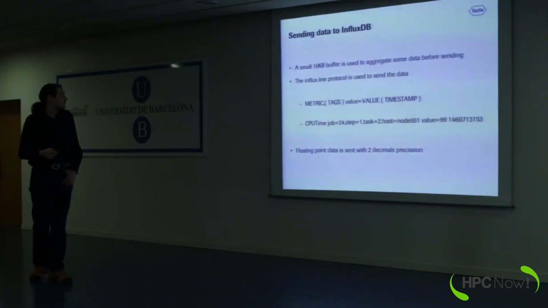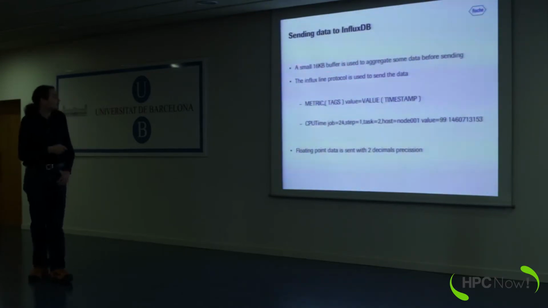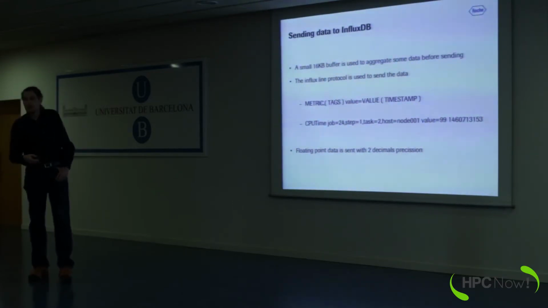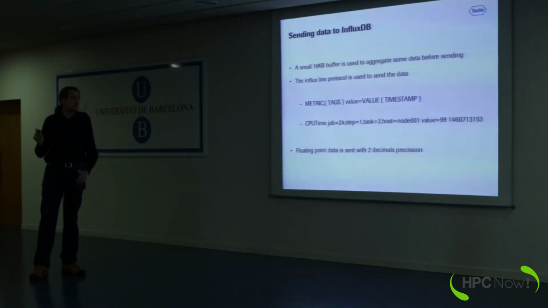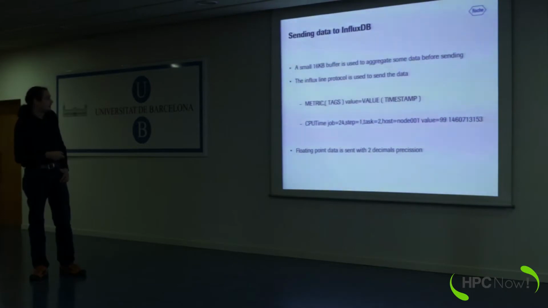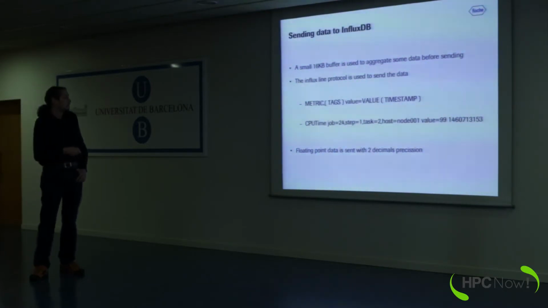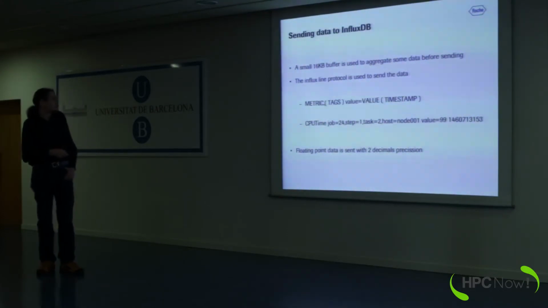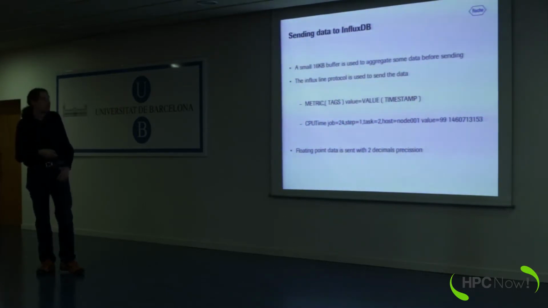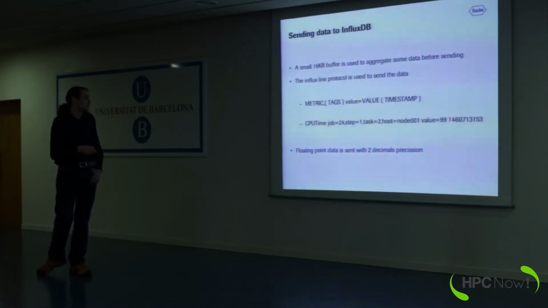So as I said, how we send the data to InfluxDB, we have a small buffer to aggregate the data, and Influx is using a very simple line protocol, so you write one metric per line, and it has this format. So you have the metric, you can apply some tags to the metric, the value, and the timestamp that's optional. So here we have an example, for instance, for the CPU time, for the job 24, step 1, and the MPI task that's running on this node with this value and this timestamp.